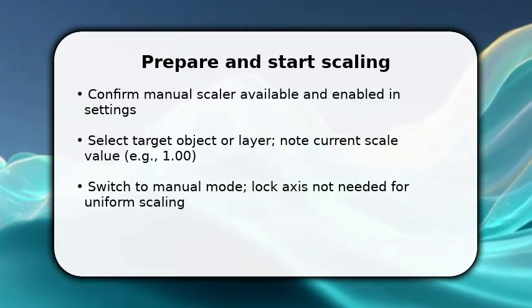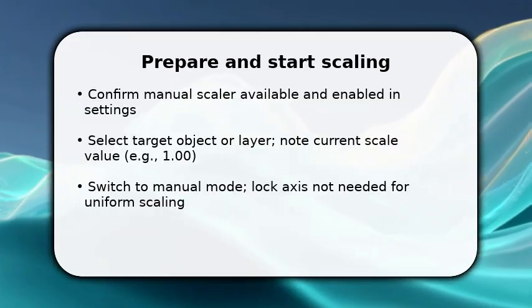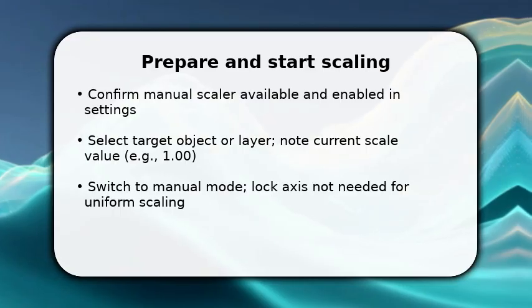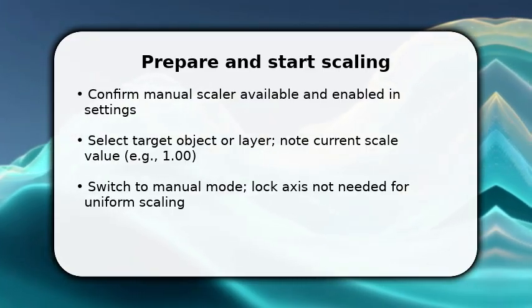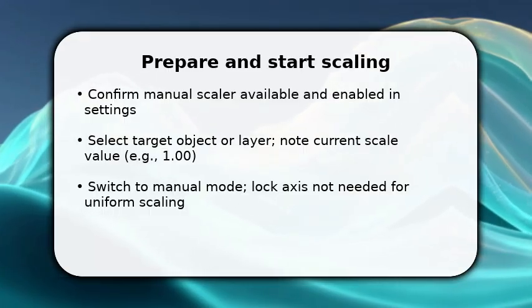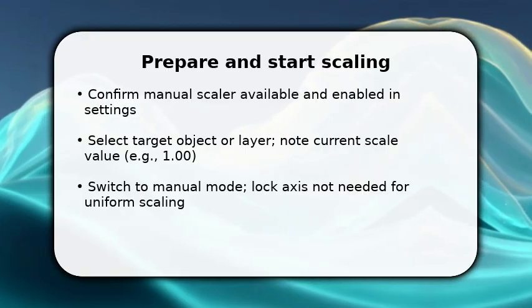You have the scaler ready and you start now. First, confirm the manual scaler is enabled and the target object is selected. Check the current scale value so you know the baseline. Once done, switch to manual mode and choose whether to scale uniformly or per axis.